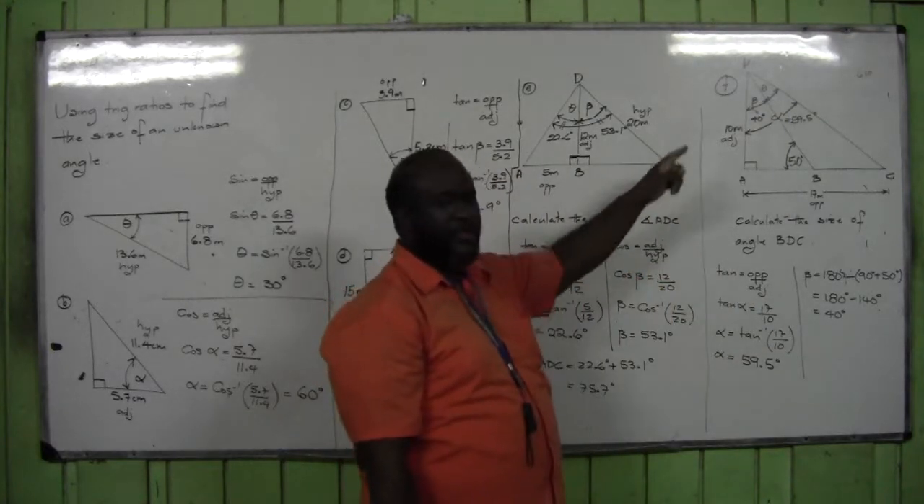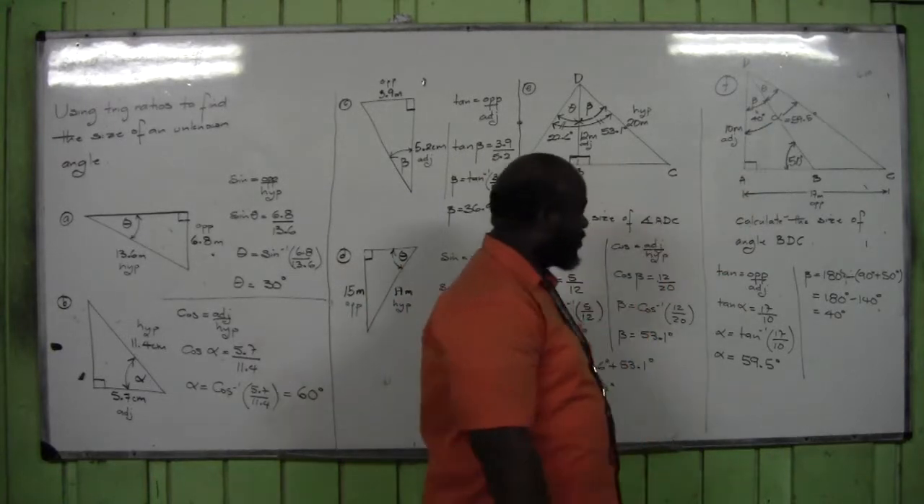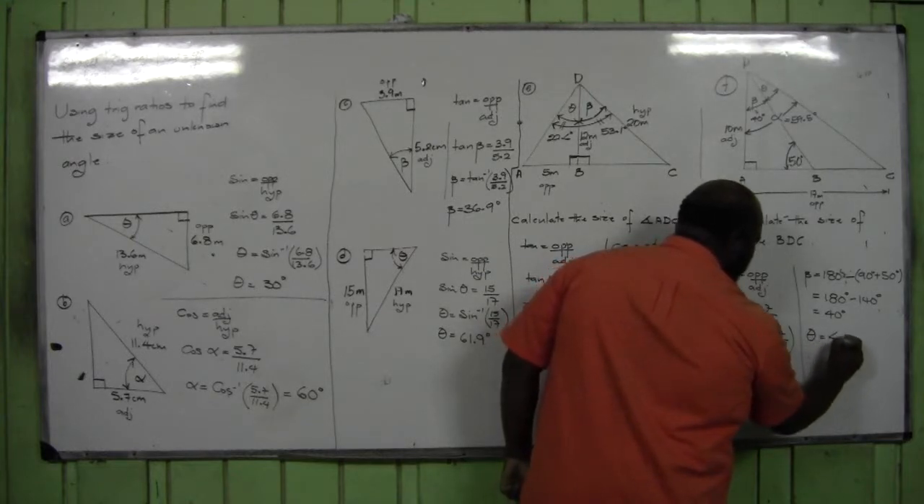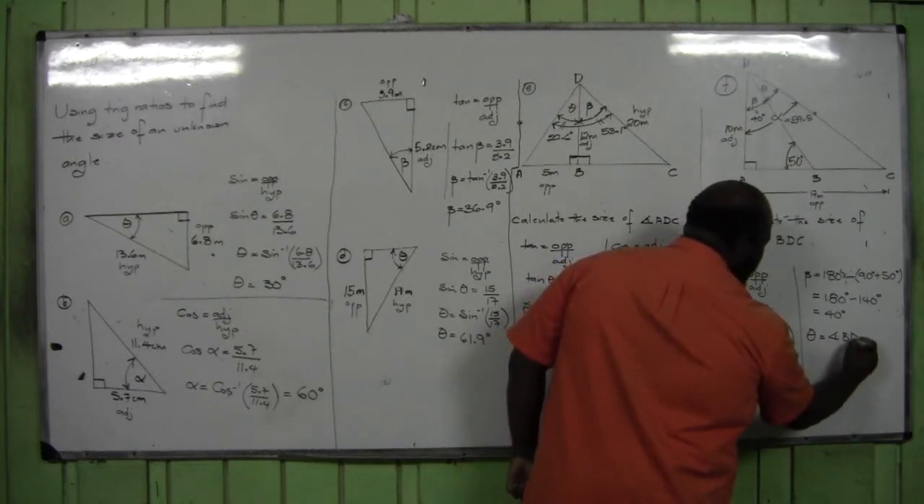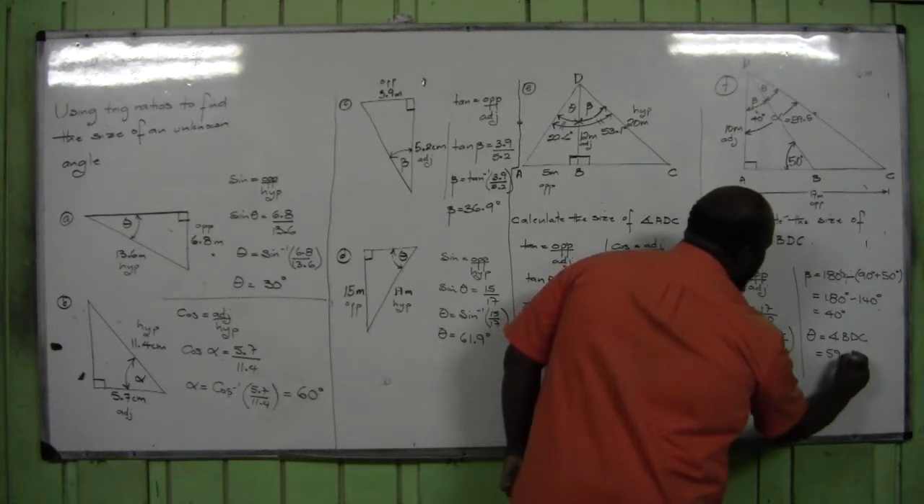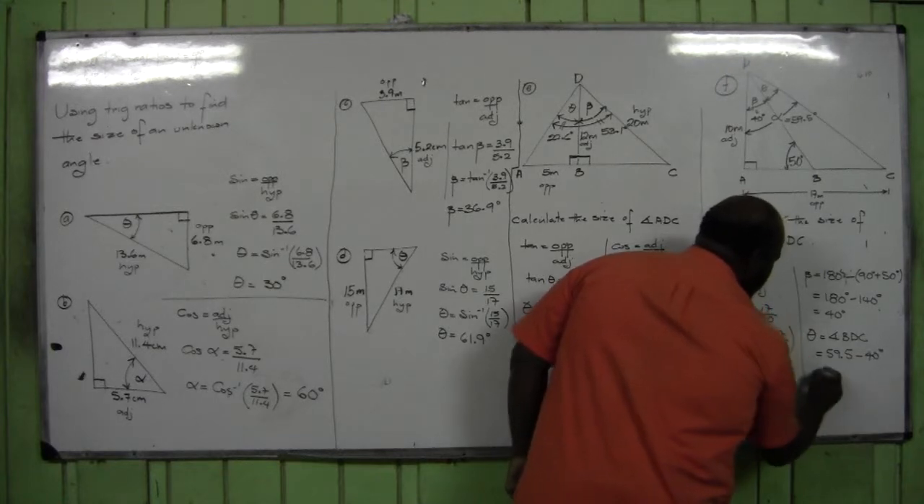The entire thing is how much? 59.5. The piece here is 40. So the other piece is theta, which is angle BDC, equal to 59.5 minus 40.